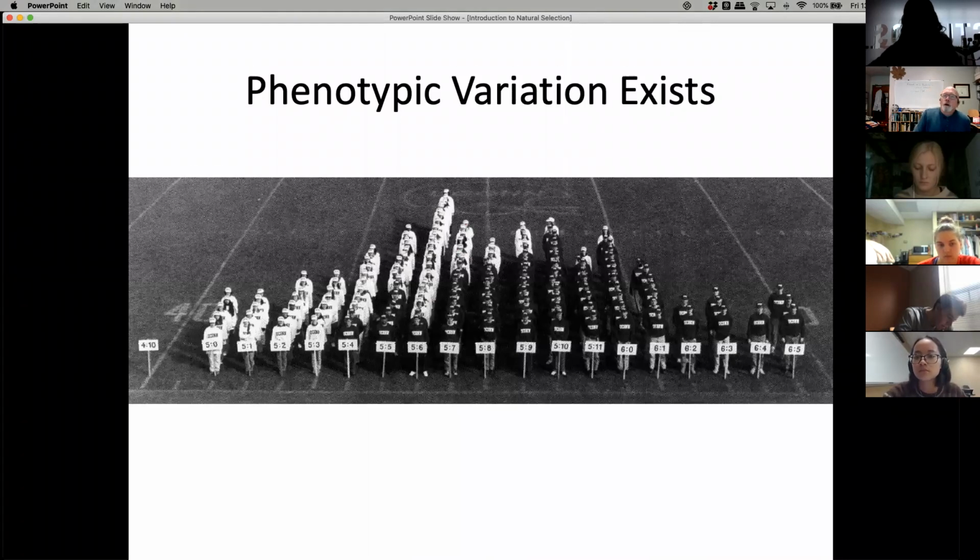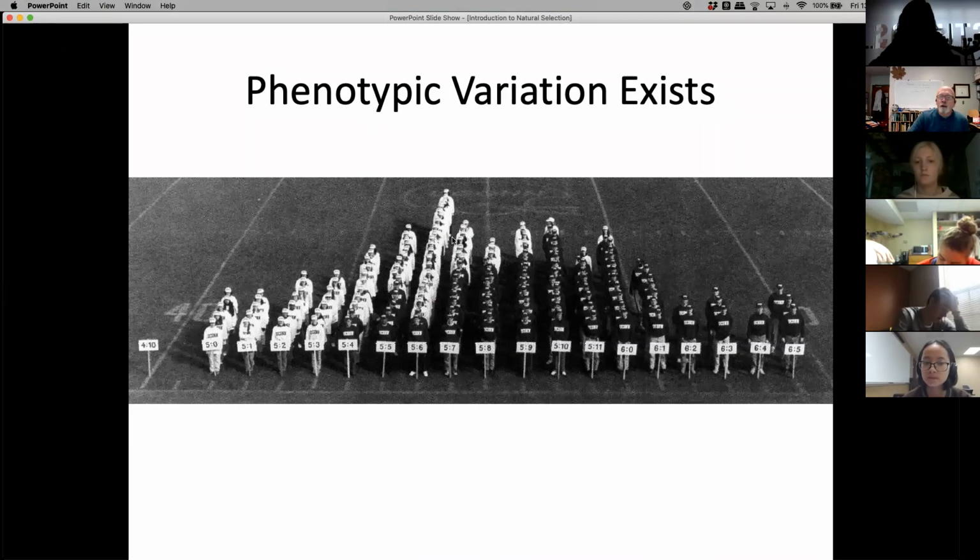Second observation, their second precondition is that phenotypic variation exists. I don't know why I'm doing everything from Yale University lately, but this is a group of undergraduate students from Yale University. The females are in white, the dark clothed individuals are males, but you can see that there's variation from very tall individuals to very short individuals, and there's a big lump of them in the middle.